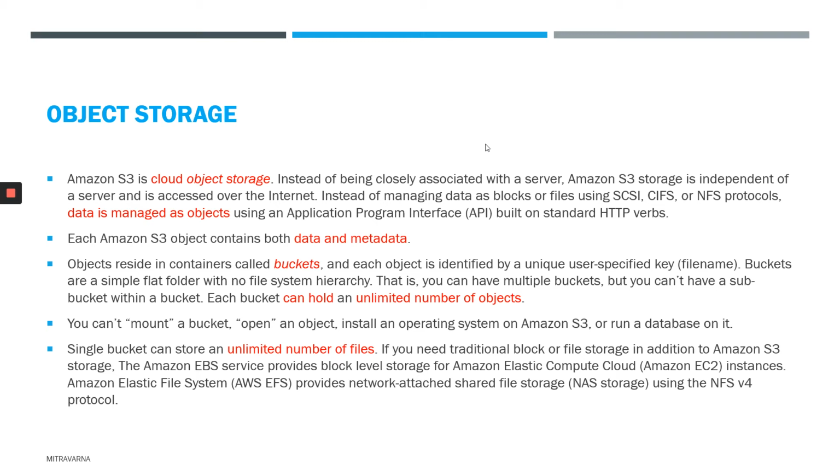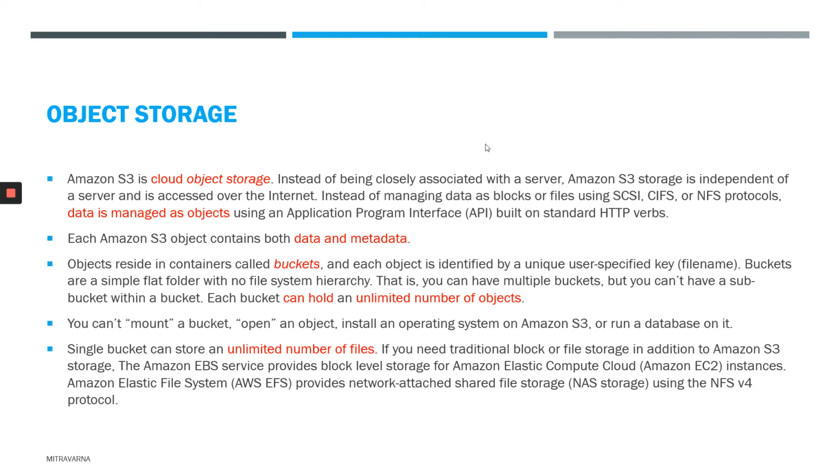Okay, so objects reside in containers called buckets, and each object is identified by a unique user-specified key. Buckets are simple flat folders with no file system hierarchy. As I mentioned earlier, there is no file system. You can have multiple buckets, but you can't have a sub-bucket within a bucket. Each bucket can hold an unlimited number of objects. One object can store from 0 bytes to 5 terabytes, which means you can store an unlimited number of objects in a bucket itself.